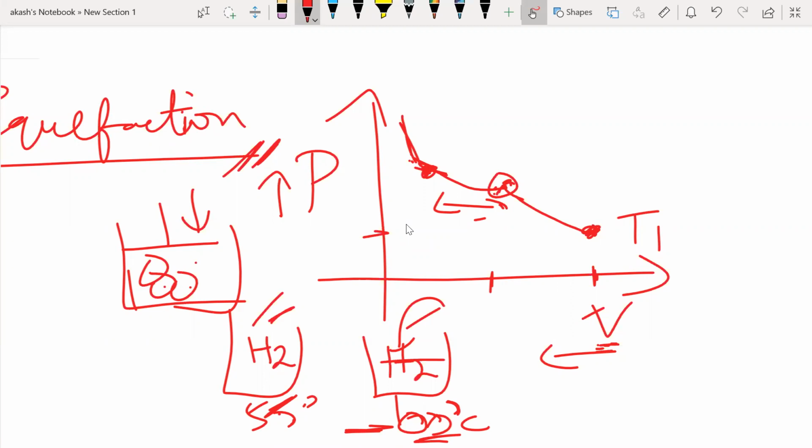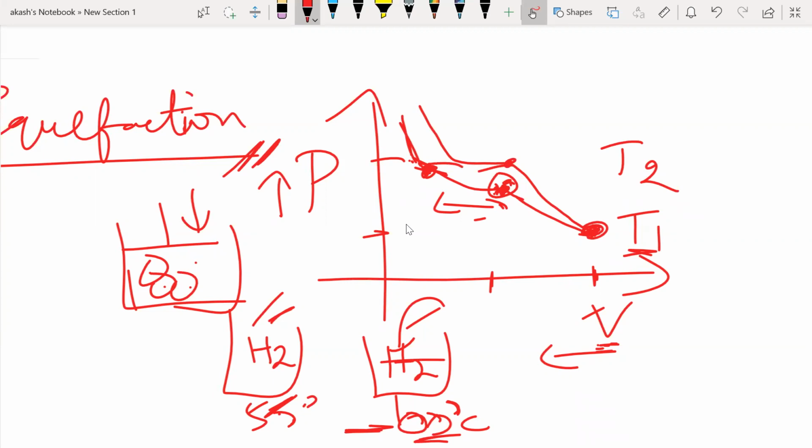Now say at temperature T2, if I plot the curve with the same initial pressure and same initial volume, you will see the graph goes something like this again. If you compare the starting point of liquefaction for the previous T1 and for this one, it obviously happens at a higher pressure. The volume is going to be the same. So the liquefaction starts at a higher pressure.